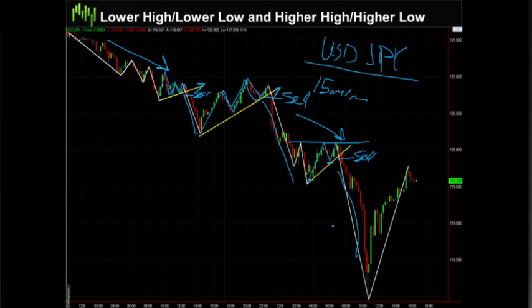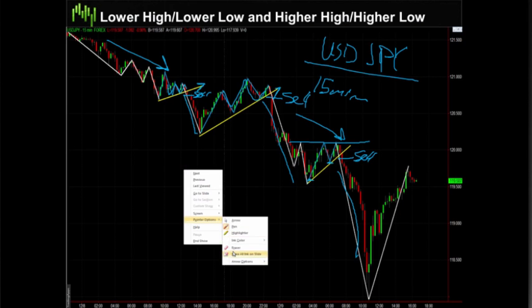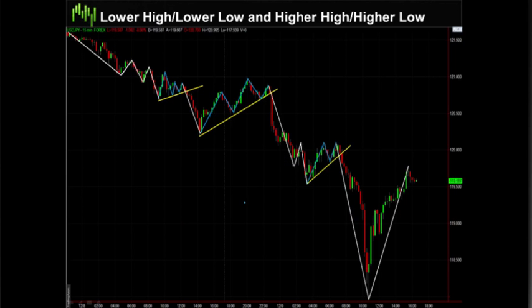Initial stop is either above the previous bar's high or above the breakout bar's high. So for example here, we break right here, so we're selling right here. Our stop's going above the previous bar's high.